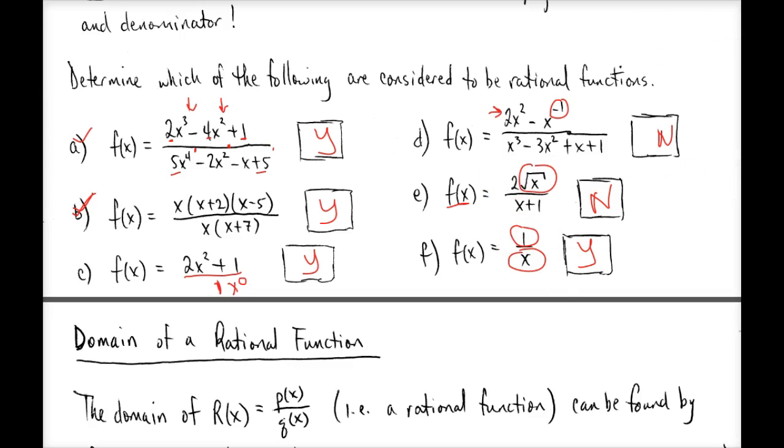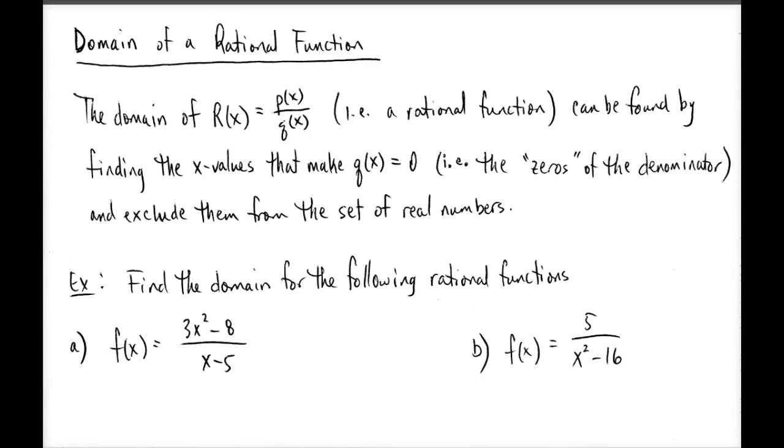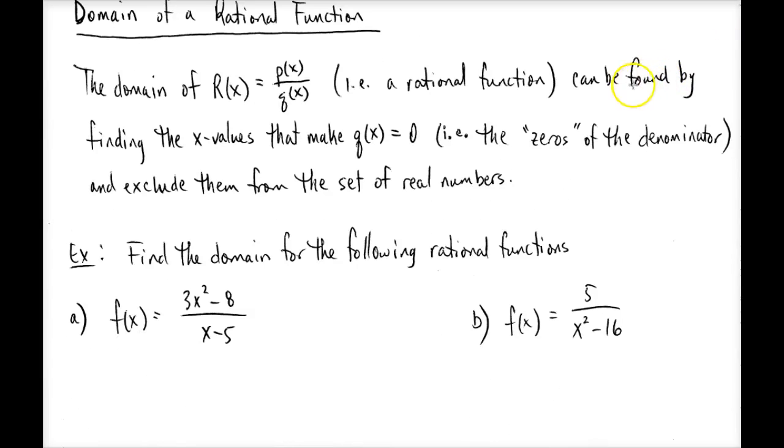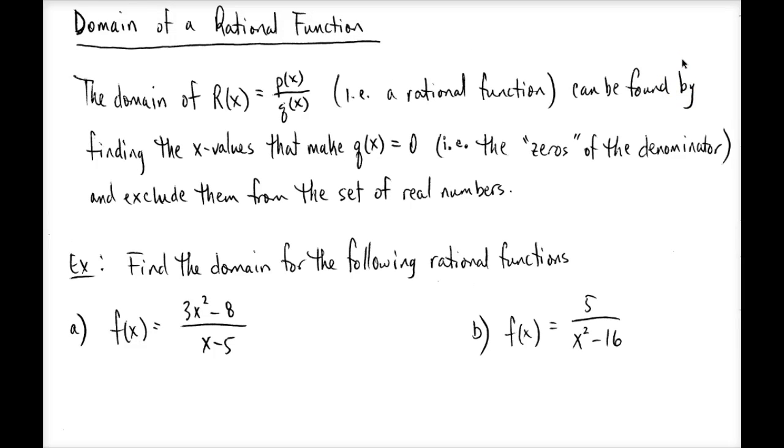So now that we sort of have an idea of what a rational function is and what it isn't, the next thing that we're going to do is move on to what the domain of a rational function is. Okay? And so, for the domain of a rational function, we basically just look at the denominator. And so whatever values of x make the denominator 0 is what we want to exclude out of the domain. It'll be everything else included.